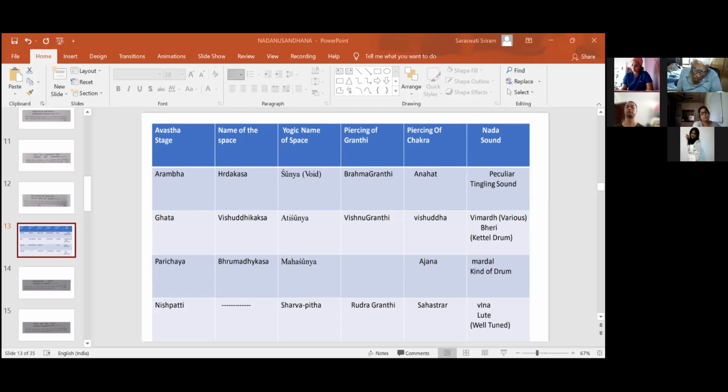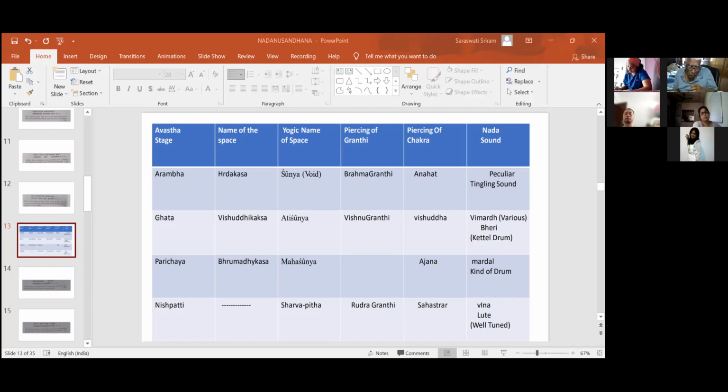This Nadanusandhan is also called Nadopasana. It is one of the techniques of Nadopasana. In Nadopasana, what happens? As I said, the sound is produced without the friction of two objects. Like for example, in a guitar you strike the chord, in a veena you have to strike it, right? But in this particular Nadopasana, the sound is produced without striking anything. Now, how does this happen? That we will see afterwards.